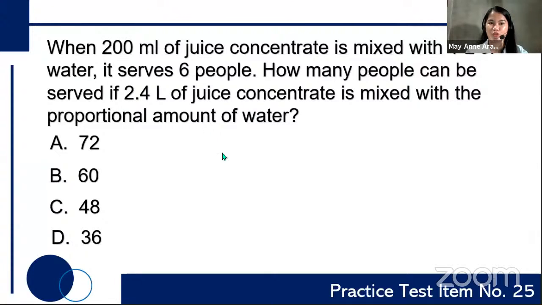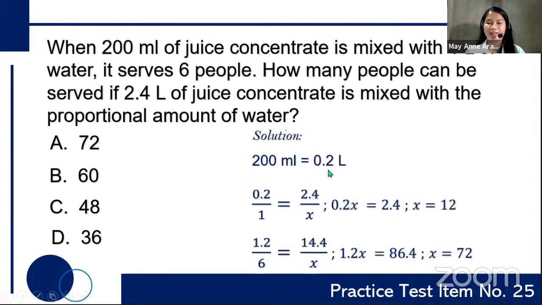Okay, for the solution, first thing we need to do is to convert 200 ml to liters. So 200 ml is equal to 0.2 liters. Next, we get the proportional amount of water that can be mixed with 2.4 liters of juice concentrate. By using the proportion, 0.2 over 2.4, you have 2.4 divided by 0.2 equals 12. 12 liters is the proportional amount of water. And next, get again the ratio.